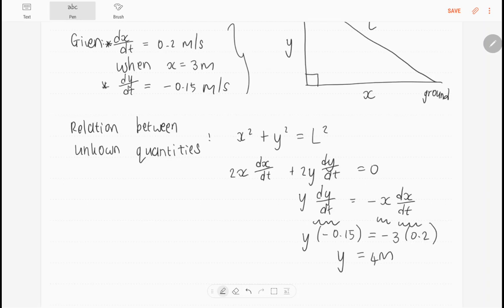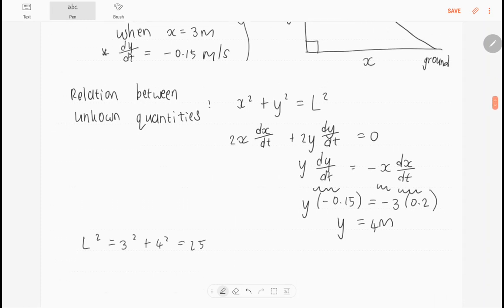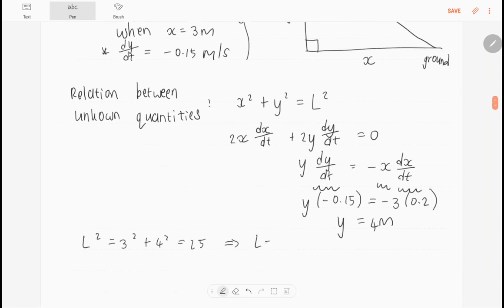What was the original thing we wanted to determine? We want L. We now have x is 3, y is 4, so L squared is 3 squared plus 4 squared, which is 25. So that means that L, the length of the ladder, is 5 meters.